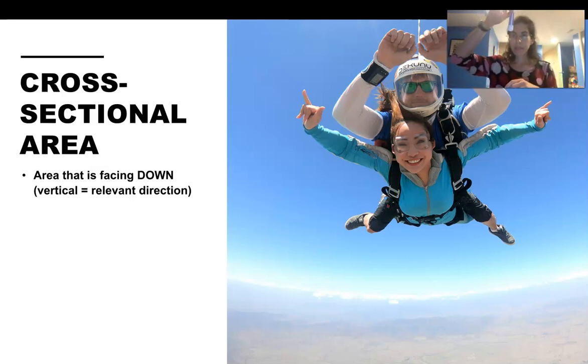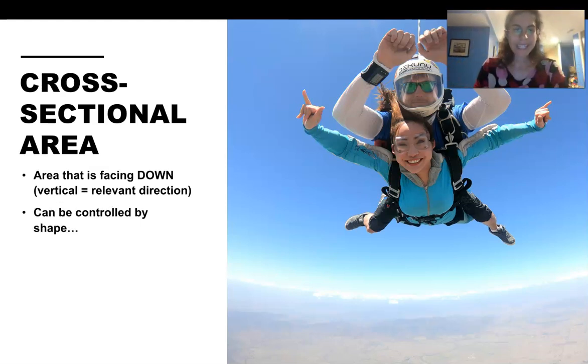But given that we're doing this to try to determine when we can and cannot use freefall, when the relevant direction is down, the cross-sectional area looks like this, because this is the part of the marker that's facing down. Cross-sectional area can be controlled by shape. It can also be controlled by technology.